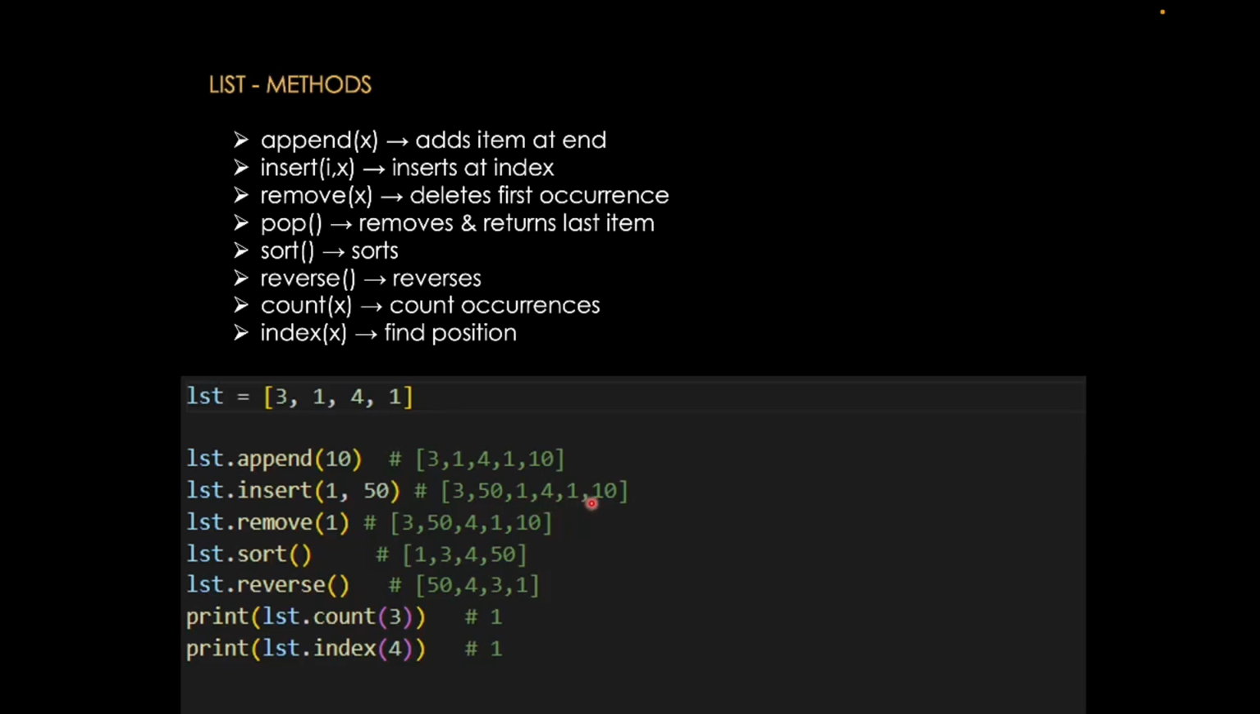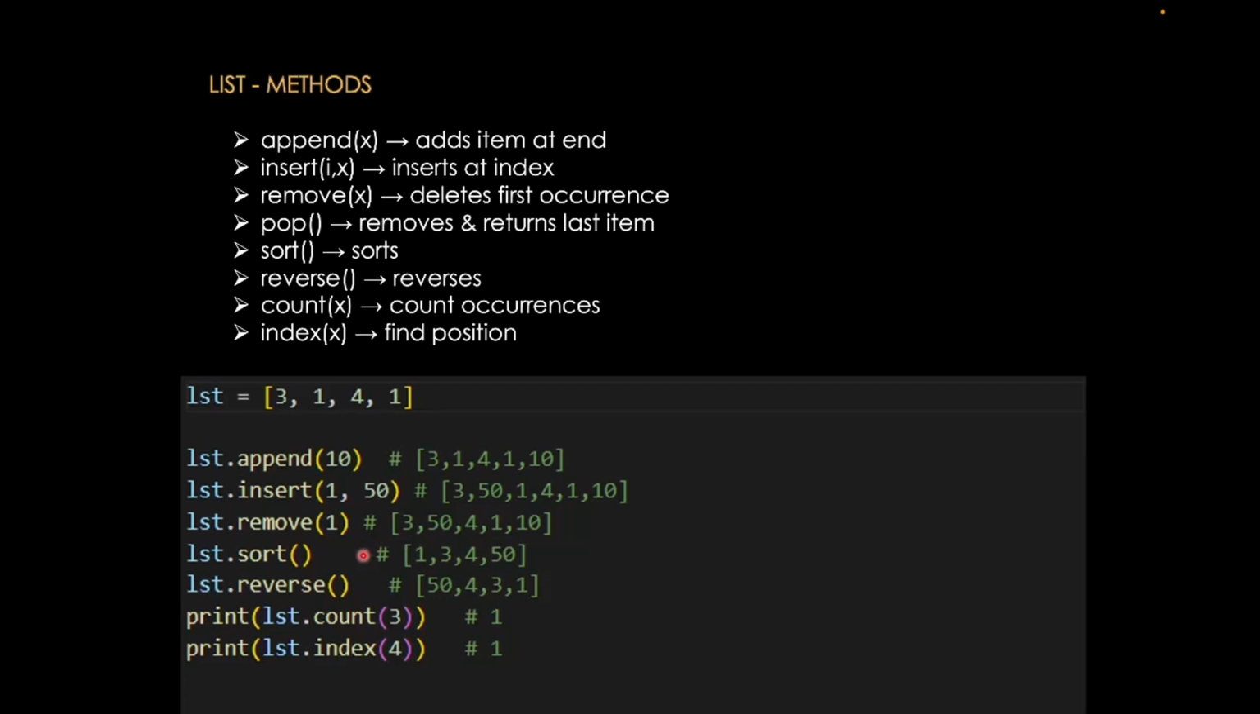1 4 1 10. We can also remove an element. So if we say remove 1, it will remove the first occurrence, delete the first occurrence. So the first one will be removed from here, and now we have a list 3 50 4 1 10.